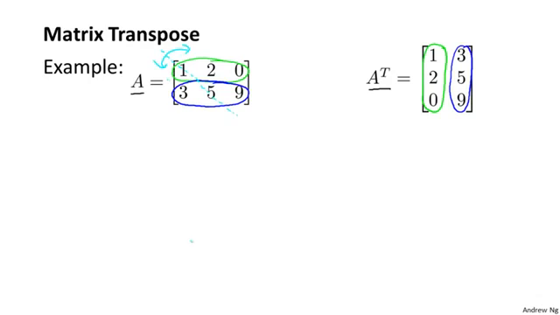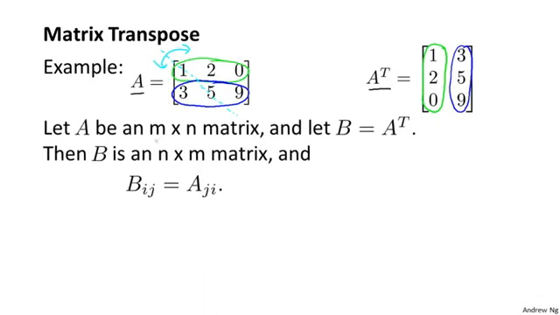Okay? So here's the more formal definition of a matrix transpose. Let's say A is an m by n matrix, and let's let B equal A transpose. Then B is going to be an n by m matrix with the dimensions reversed. So here we had a 2 by 3 matrix, and so the transpose becomes a 3 by 2 matrix. And moreover, B_ij is equal to A_ji. So the ij element of this matrix B is going to be the ji element of that earlier matrix A.